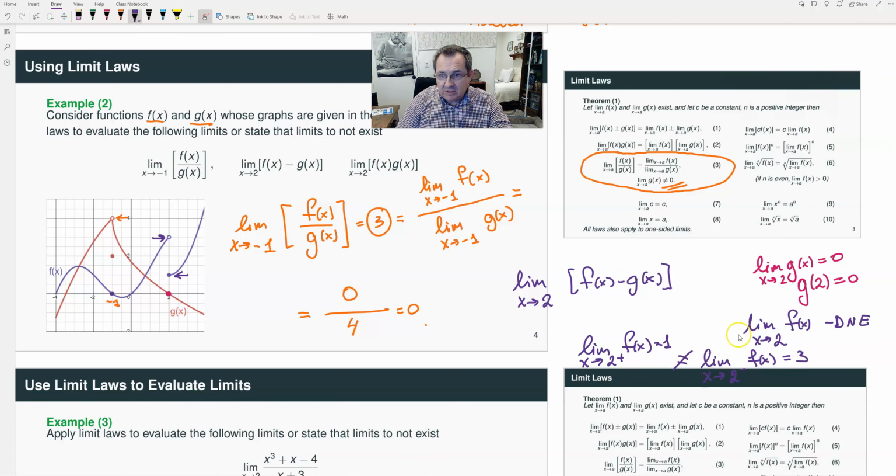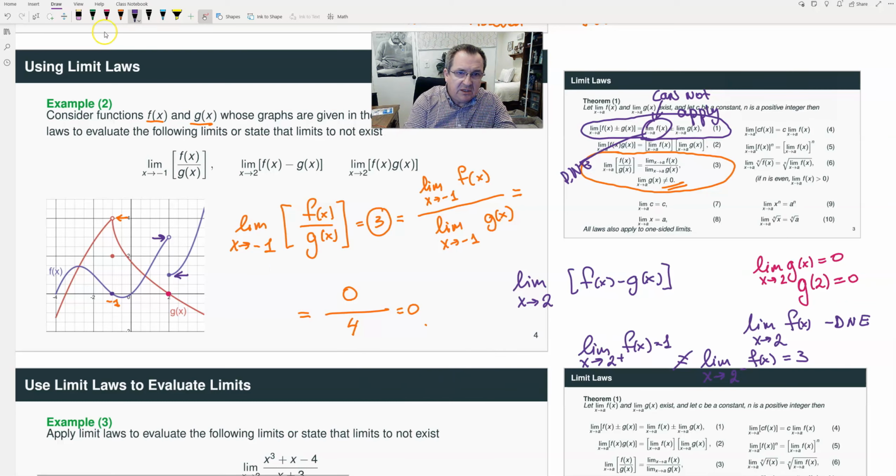Guess what that means? That means that I cannot apply 1. I cannot apply 1 because at least one of the limits, this one, does not exist. All right, what to do? Does that mean we're stuck with this example? Well, fortunately, we can still look at one-sided limits, and all of the limit laws also apply to one-sided limits.